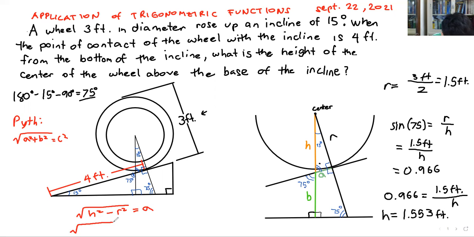So you can plug in the values already. This is known to be 1.553 squared, and this is known to be 1.5 squared. So evaluate: 1.553 squared minus 1.5 squared equals approximately 0.4022 feet. Okay, I'll just continue to the next page.